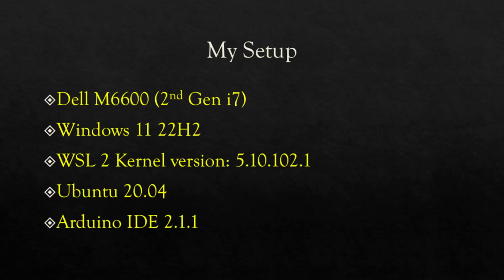Right now my setup is a second gen i7, that is a Dell M6600. My OS is Windows 11 22H2 and WSL2 with kernel version 5.10.102.1 and Ubuntu 20.04, and the Arduino IDE for Linux is 2.1.1.